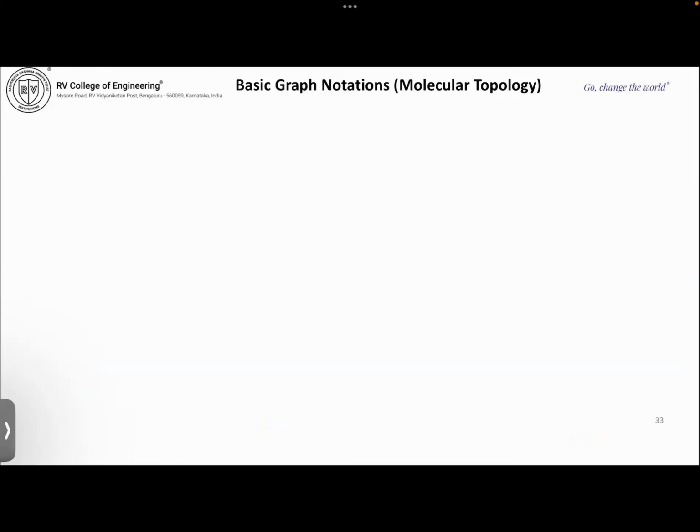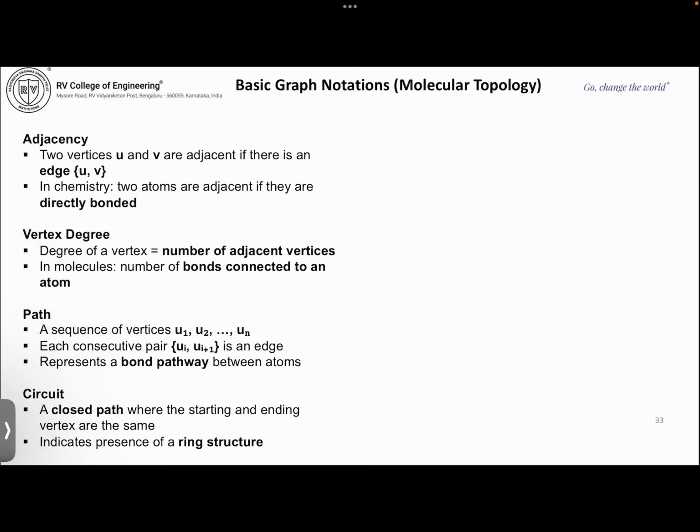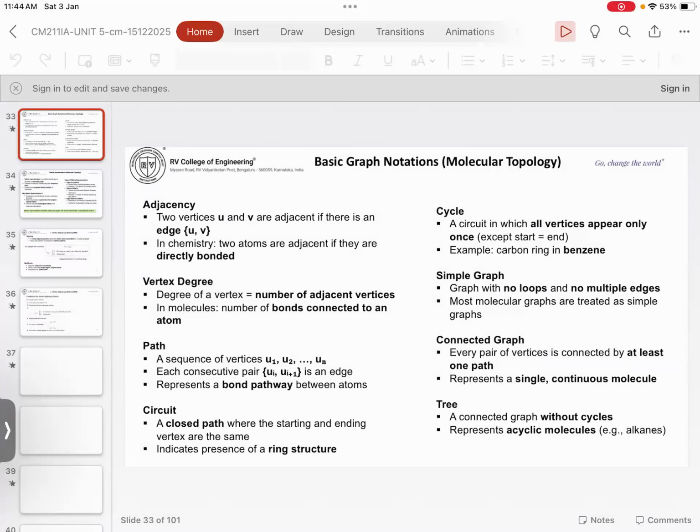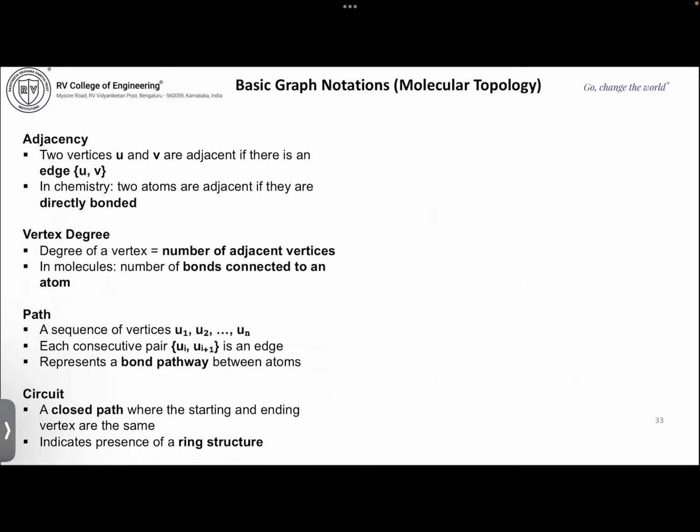The basic notations in molecular topology begin with adjacency. Adjacency means two vertices, meaning two atoms, U and V, are adjacent if there is an edge (U, V). In chemistry, two atoms are adjacent if they are directly bonded. So that is the meaning of adjacency in molecules.